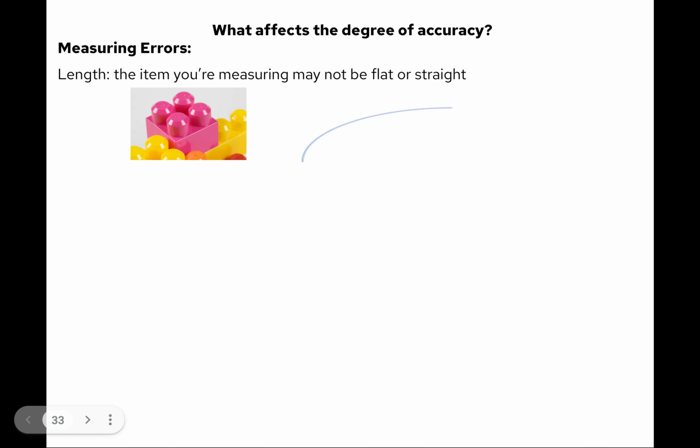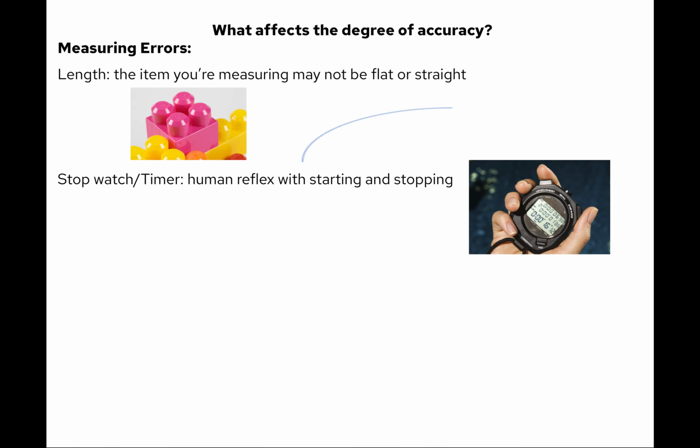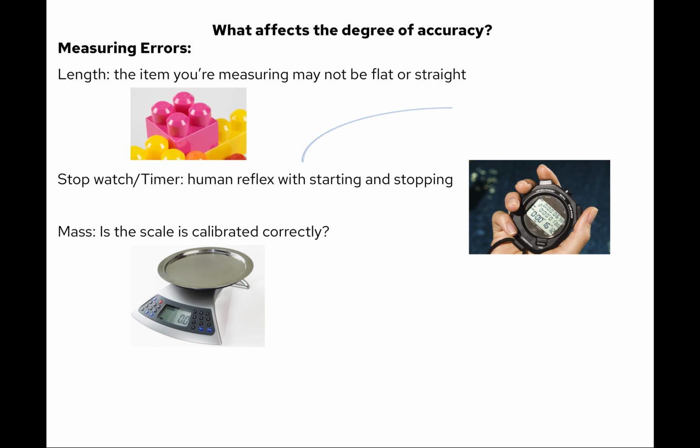Measuring errors. The length. Let's say you're trying to measure the height of this block. It would be really hard because of this curved top. And we already talked about this curved line and how that's difficult to measure and be accurate. For a stopwatch or a timer, it's human error when you start and stop. So that reflex of when you start and stop, sometimes there's a slight delay, or you might hit it prematurely.